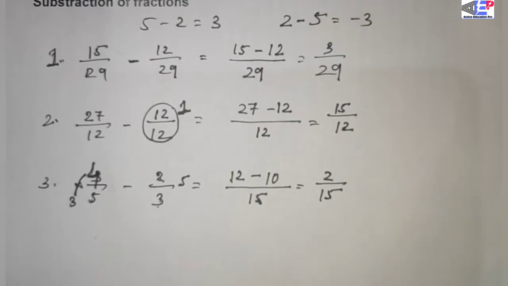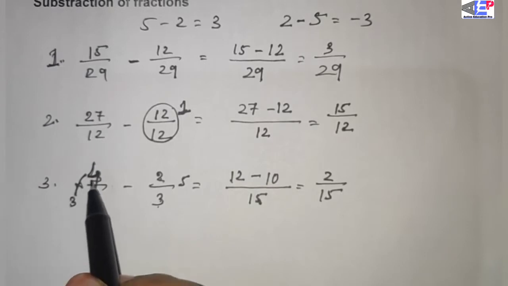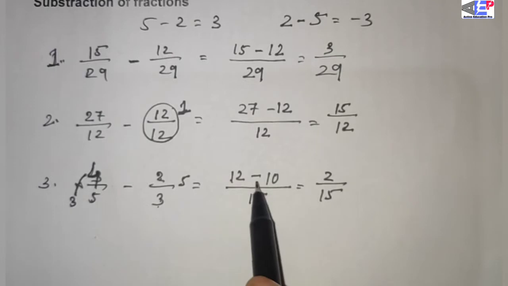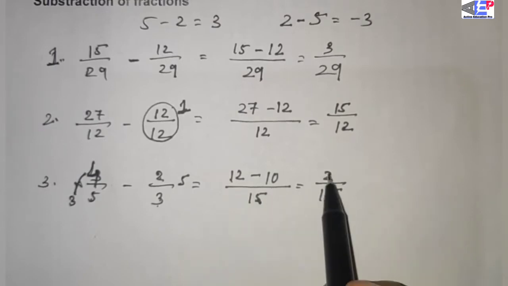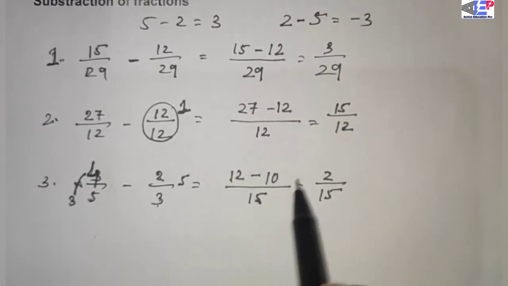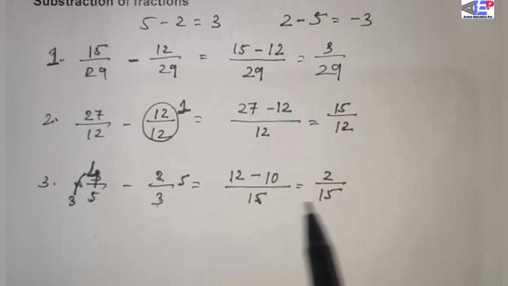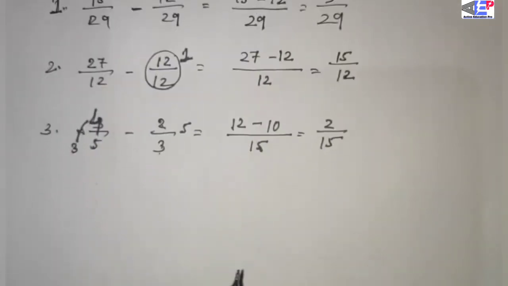Similarly, as you did in addition of fractions, take the LCM of the different denominators, divide the LCM by each denominator, multiply the resulting quotient with the numerator, write the value, and subtract, simplifying the numerator. Here 12 minus 10 is 2 by 15. We just simplify the numerator. Both are unlike fractions. Again, take another example.